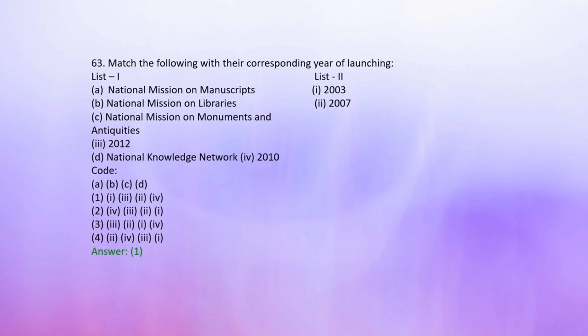Then 63. Match the following with their corresponding year of launching. List 1, National Mission on Manuscripts. List 2, 2003. List 1, National Mission on Libraries. List 2, 2007. List 1, National Mission on Monuments and Antiquities. List 2, 2012. List 1, National Knowledge Network. List 2, 2010. And correct answer is 1, means National Mission on Manuscripts goes on 2003.